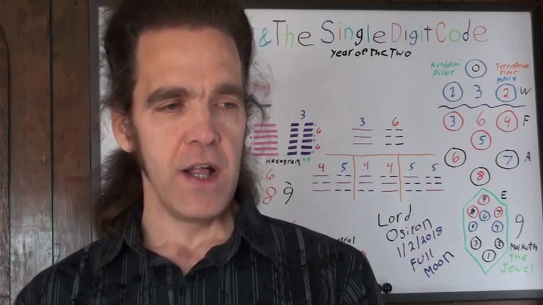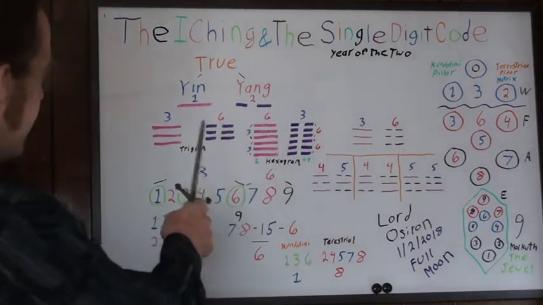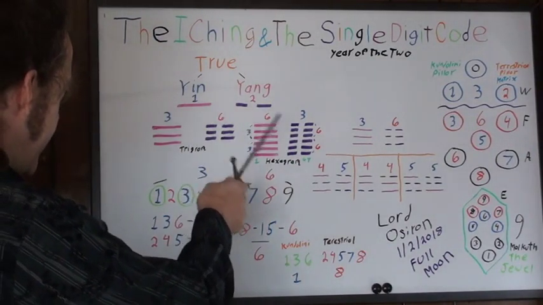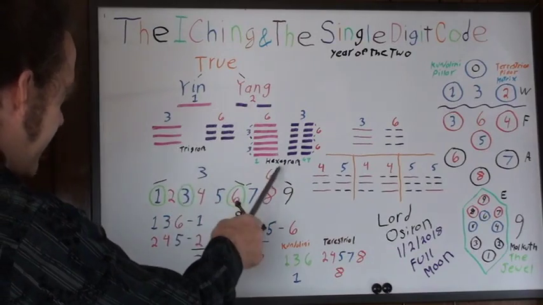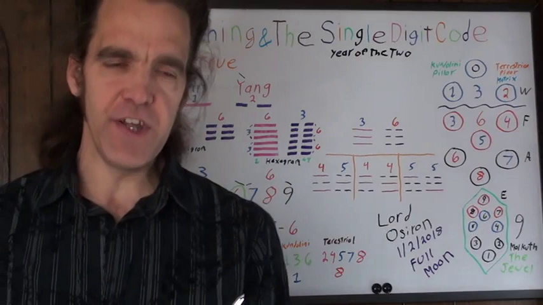Because it's going to deal with 2 main topics, and one of those topics is called the I Ching. I've touched on this on a couple other videos, but I want to really highlight something here because this is important. What you're going to see here is the I Ching symbols, the yin and yang and the trigrams and the hexagrams.